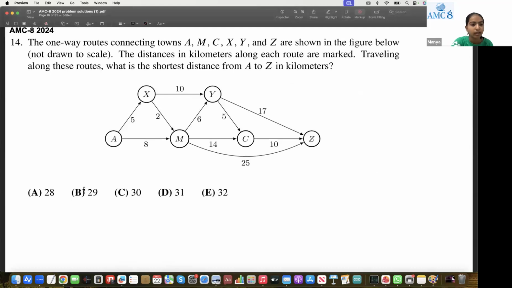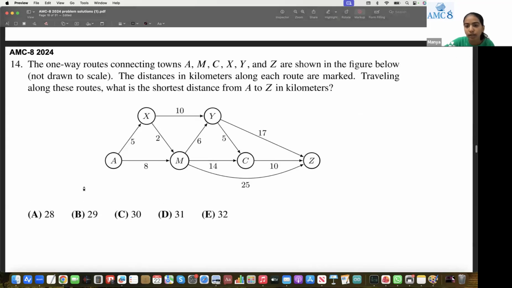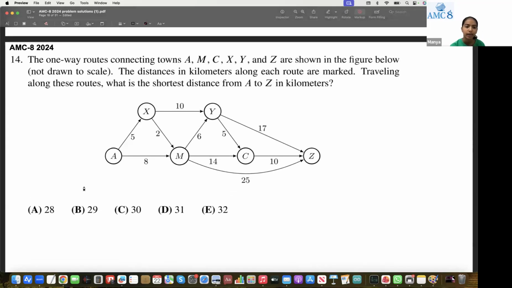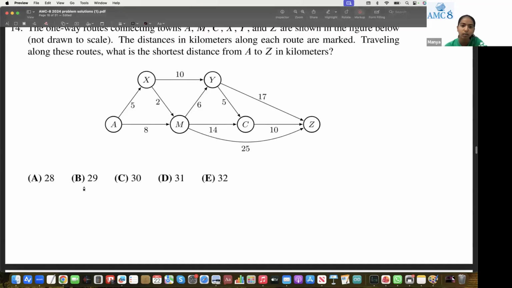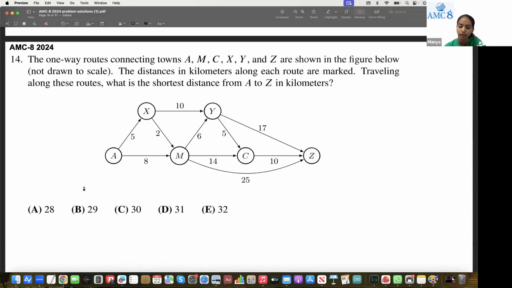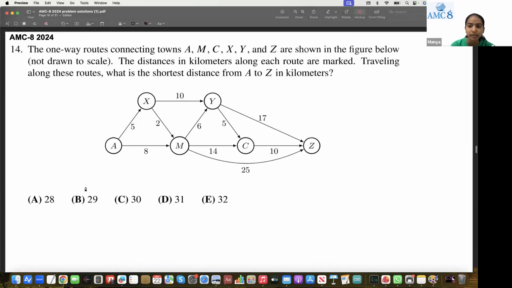Problem number 14. The one-way routes connecting towns A, M, C, X, Y, and Z are shown in the figure below, not drawn to scale. The distances in kilometers along each route is marked. Traveling along these routes, what is the shortest distance from A to Z in kilometers? So let me choose a different color for this, and we can use pink. So we want the shortest route from A to Z in kilometers.